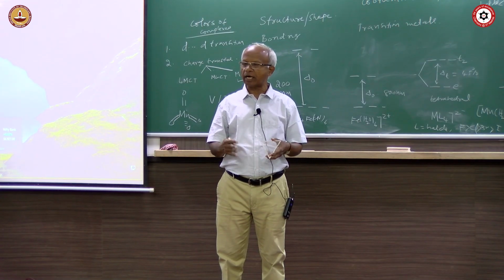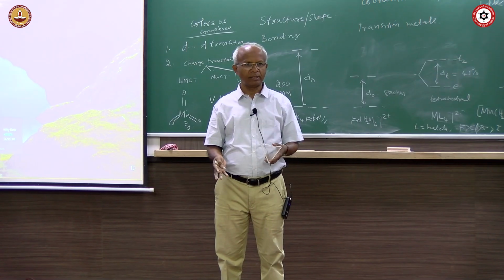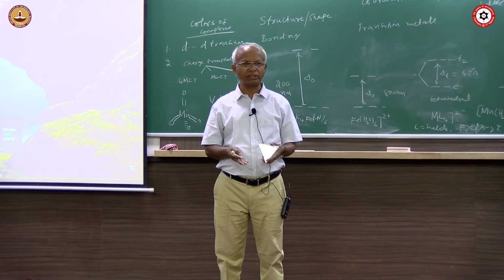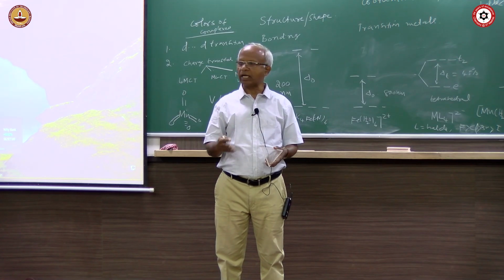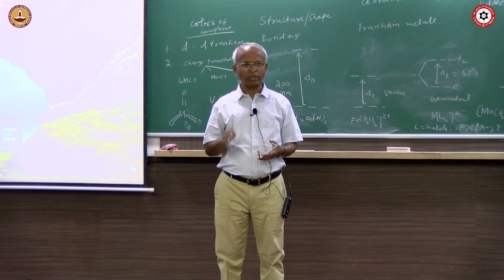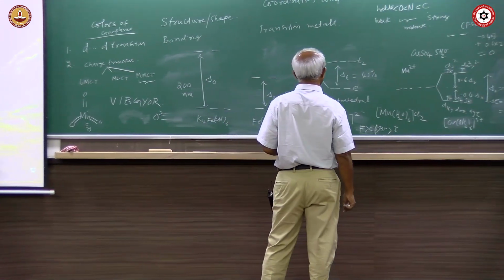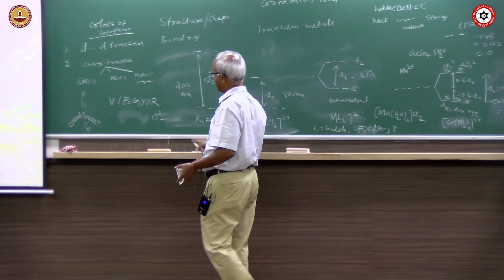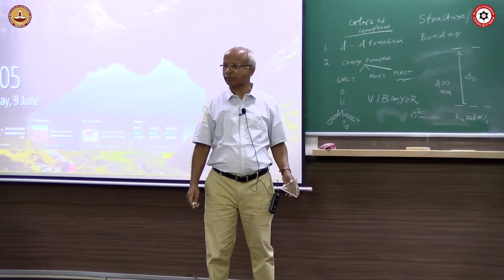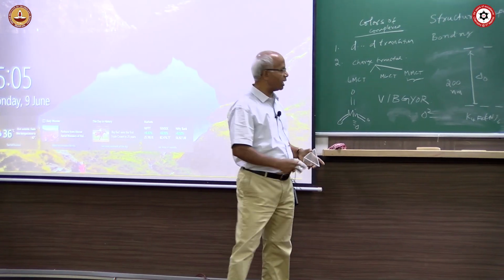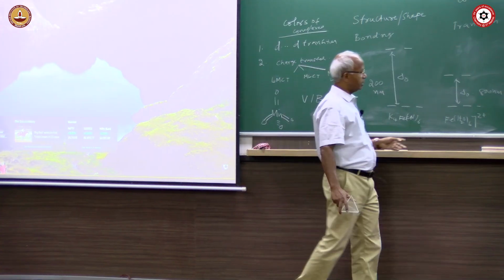So hence the tetrahedral complexes are always high spin complexes. That means they do not get paired, because the upper level and lower level are of similar energy, electrons like to go to the upper level also. So hence it leads to high spin complexes. So tetrahedral complexes are always high spin, and not only that, I told you permanganate. So permanganate has what kind of geometry? Tetrahedral, because it has 4 ligands, right? 4 ligands and 1 metal.